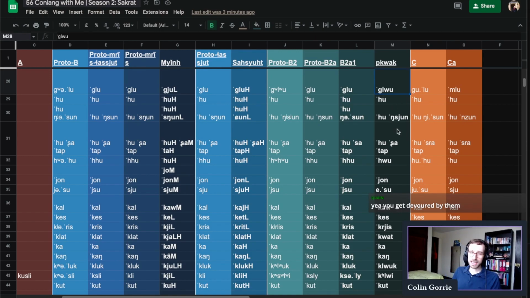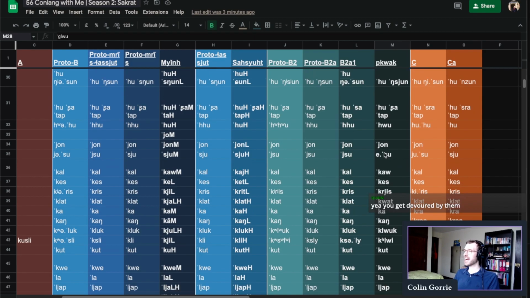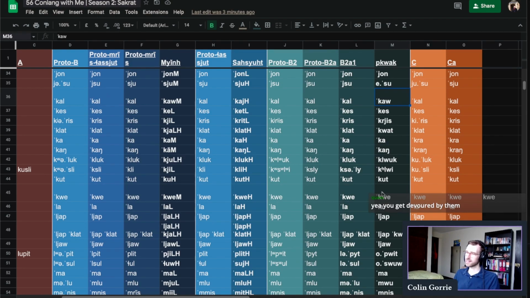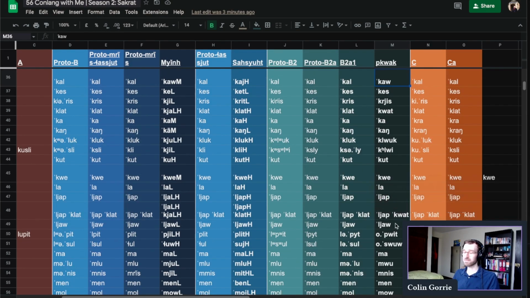It is mostly monosyllabic, but it has actually innovated some minor syllables back that have been lost in the history of the B languages, of which Pkwak is one. I'll briefly show you how that worked.